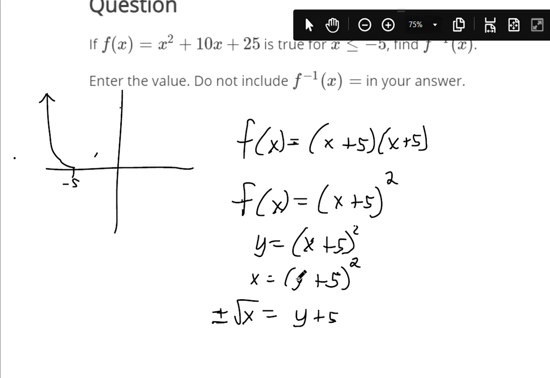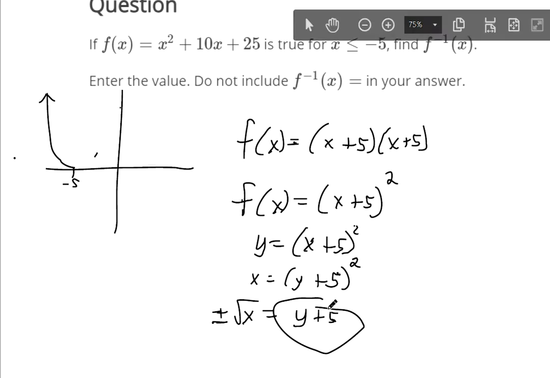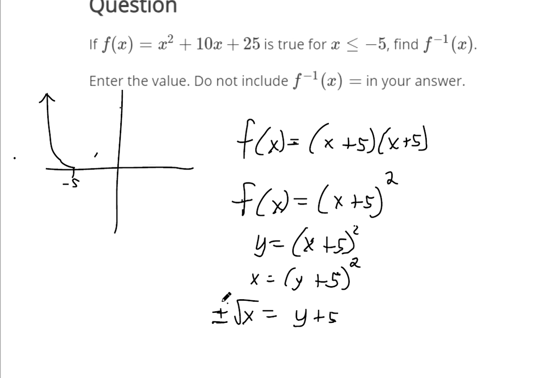So I had to square root both sides to get rid of this square. So that's gone now. But when you square root a square, you got to consider both the positive and negative answers. Okay, and then the last step is to subtract 5 from both sides. So positive or negative square root of x subtracted by 5 equals y. So how do we deal with this?